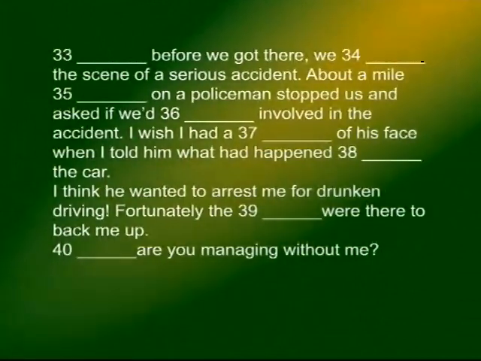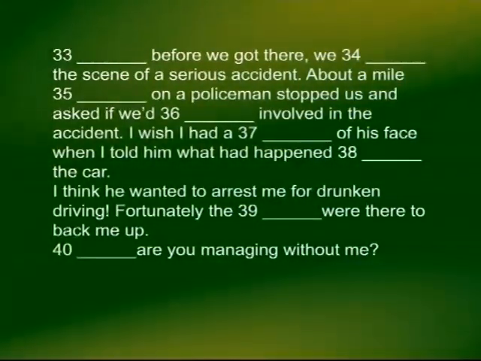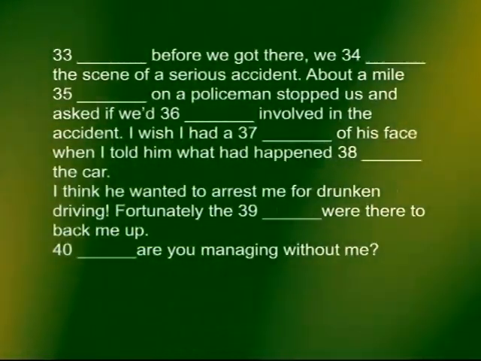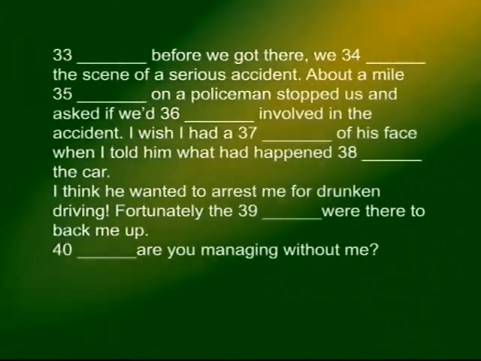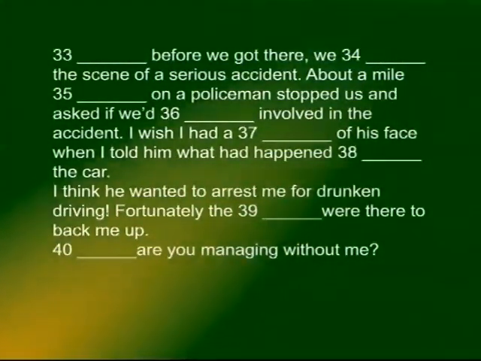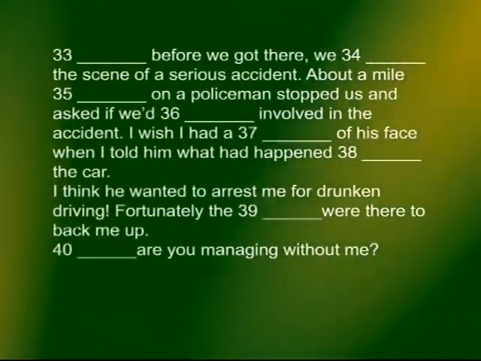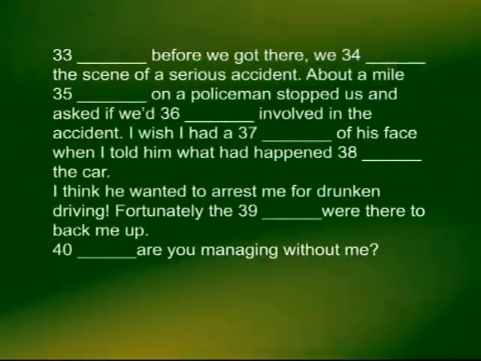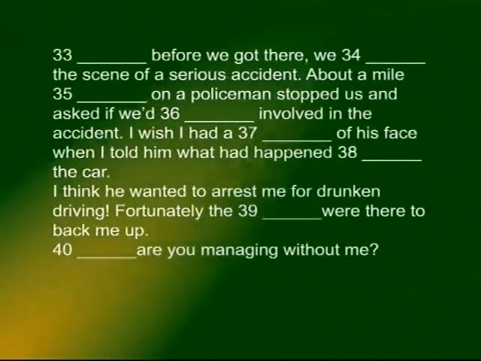Because why did he ask? He asked because he saw that the car was damaged, if we'd been involved in the accident. I wish I had a picture when I told him what had happened to the car. A picture. The word is picture of his face when I told him what had happened to the car, right?